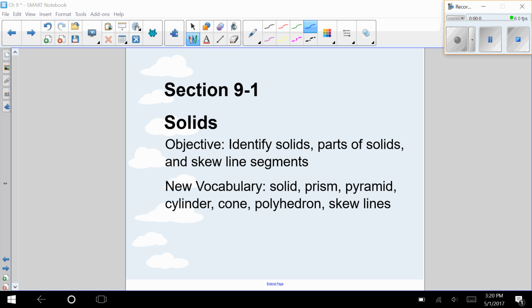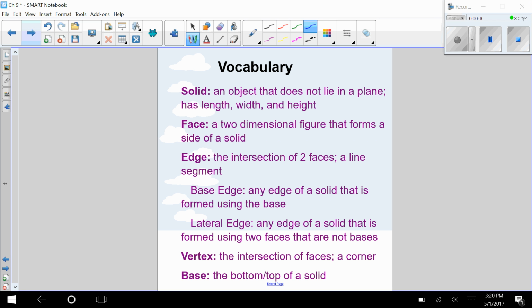This is section 9.1, solids. Our objective today is to identify solids, parts of solids, and skew line segments. Let's start with vocab. A solid is an object that does not lie in a plane. It has length, width, and height. It is three-dimensional. A face is a two-dimensional figure that forms the side of a solid.